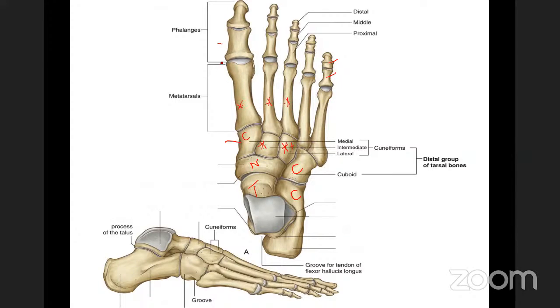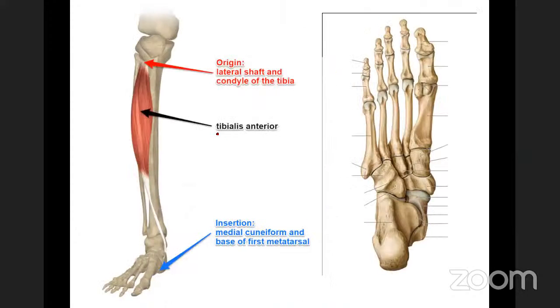This is the base of the metatarsal and this is the head of the metatarsal, and these are the phalanges. As you can see, this is the distal phalanx, this is the middle phalanx, and this is the proximal phalanx. So now we will go to individual muscles of the anterior compartment.